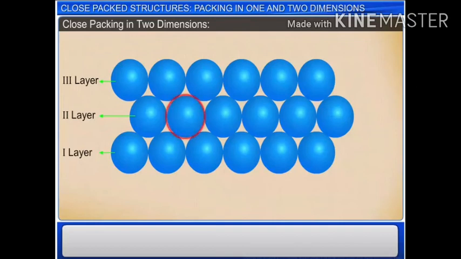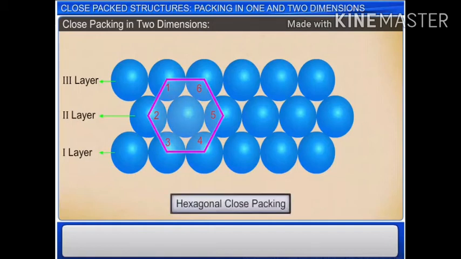You can also see that each sphere is in contact with 6 other spheres, 2 on either side, 2 in the layer below, and 2 more in the layer above. Hence, the coordination number of a sphere becomes 6. Also, if you join the centers of these 6 spheres, you get a hexagonal pattern. Therefore, this type of close packing is also referred to as hexagonal close packing.